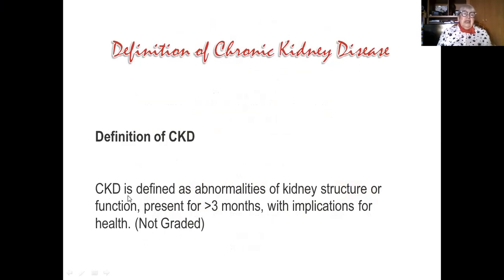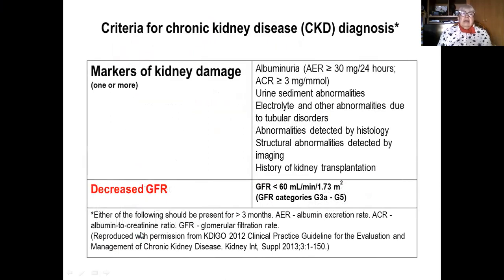Chronic kidney disease is defined as abnormalities of kidney structure or function present for 3 or more than 3 months with implications for health. So let's go on. And what are the markers of kidney damage? As you see here, what we spoke about. So albuminuria, more than 30 milligrams per 24 hours, and urine sediment abnormalities.